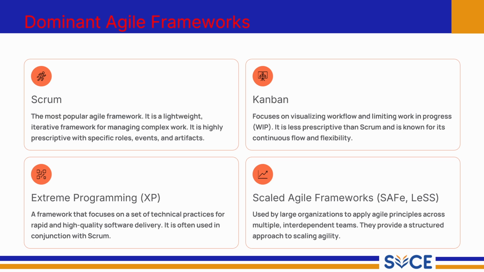And the next one is Extreme Programming. It emphasizes technical excellence through practices like pair programming and test driven development. It is often used with Scrum. And the fourth one is scaled Agile frameworks, that is SAFe and LeSS, used by large organizations to coordinate multiple Agile teams working together. So, Scrum forms a foundation for many Agile teams.